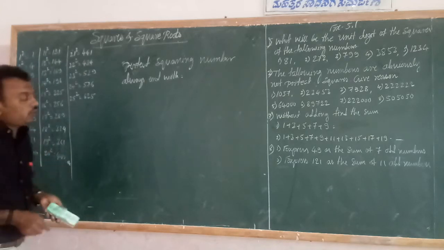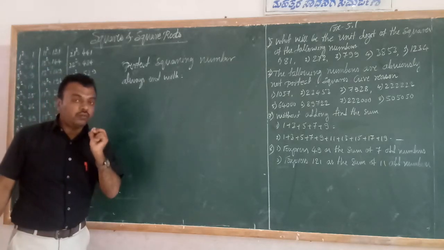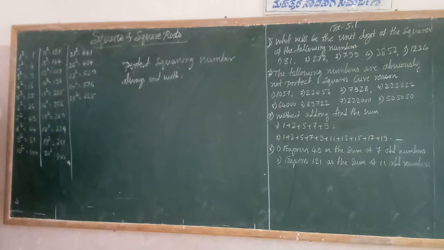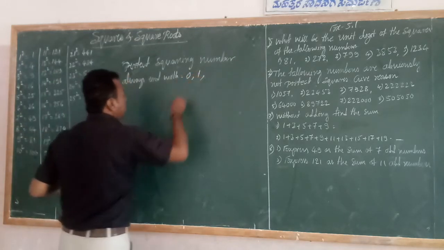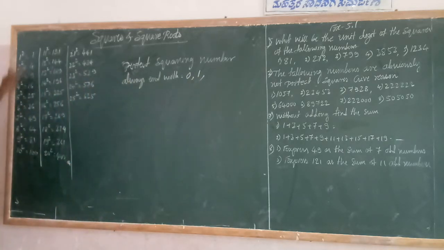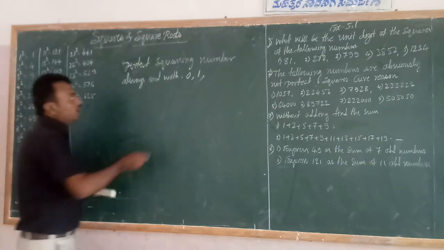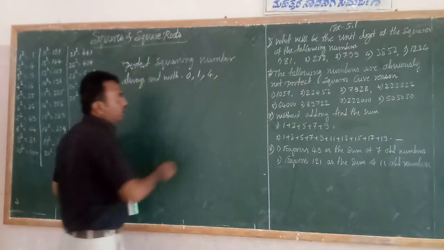In any perfect squaring number, observe the first chart for the unit place. 0 is there, yes, ending with 0. 1 is there, yes, 1 here also, and here also 1. And 2? No. Come to 3, nothing is there. 4, yes, 4 is there, here also and here also, 2 square and 8 square, correct? And 4 is also an ending digit of perfect squares.